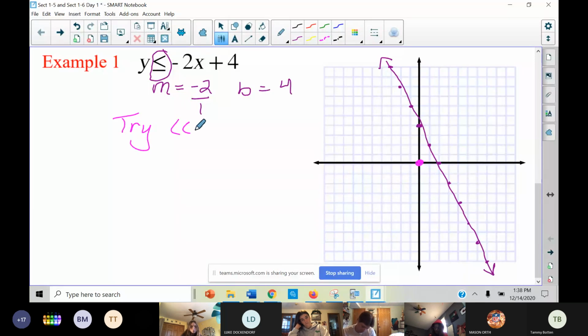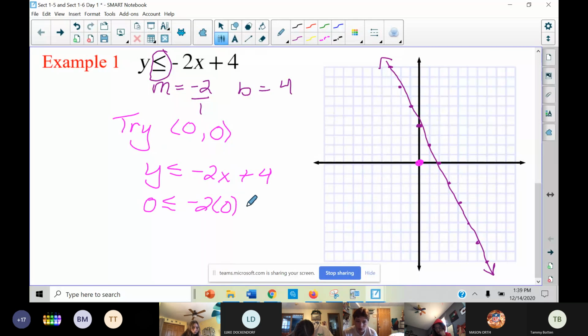So I'm going to try the point 0, 0, and I'm going to put 0, 0 up into that original equation for x and y. In for x, I put a 0, in for y, I put a 0, and then I see if this is a true inequality or not. So is 0 less than or equal to 0 plus 4? Is 0 less than or equal to 4? And the answer is yes, it is.